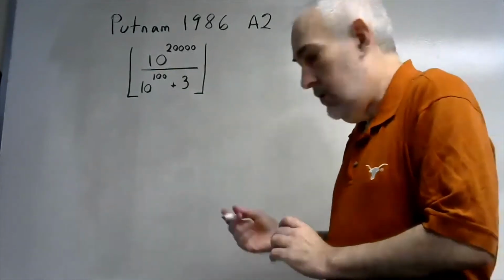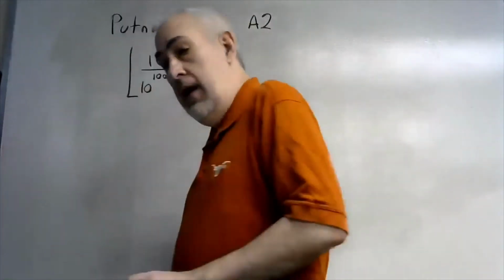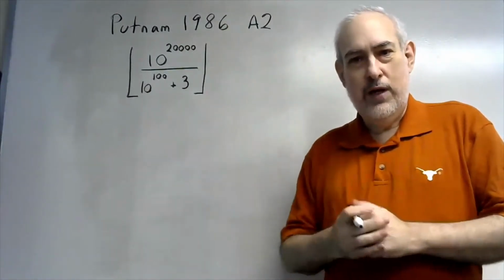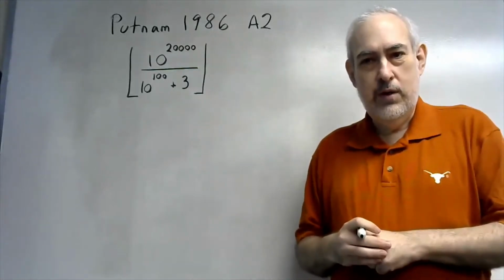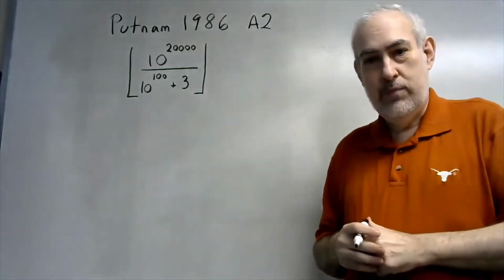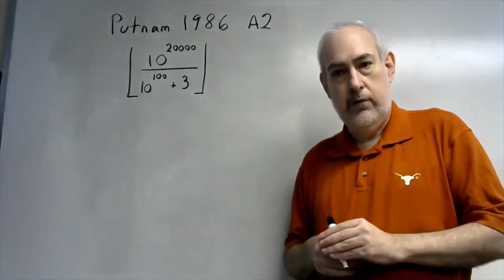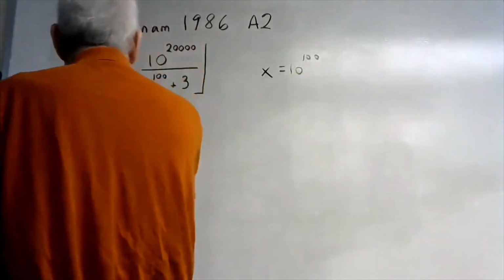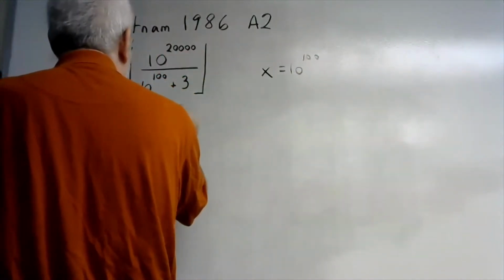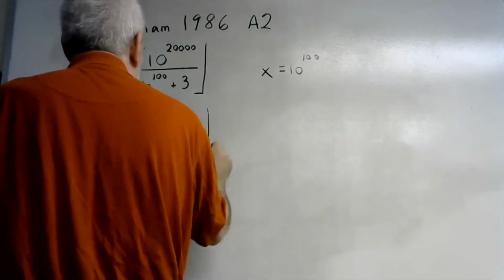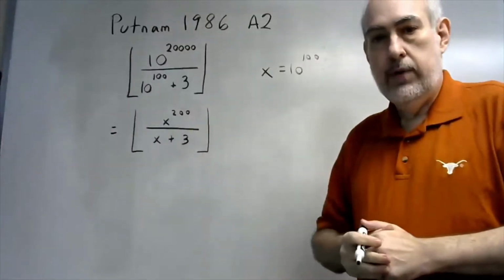So first thing I'm going to do is, and of course, stop the video if you feel like you want to try to solve the problem yourself. See if you can figure it out on your own, and then we can compare and see if we solved it the same way. I'm sure that there's multiple different ways to solve it, but here's the way I'm going to solve it. So I'm going to let x be 10 to the 100, so that I can think about this expression as a little bit of a simpler expression, x to the 200 over x plus 3, rounded down.